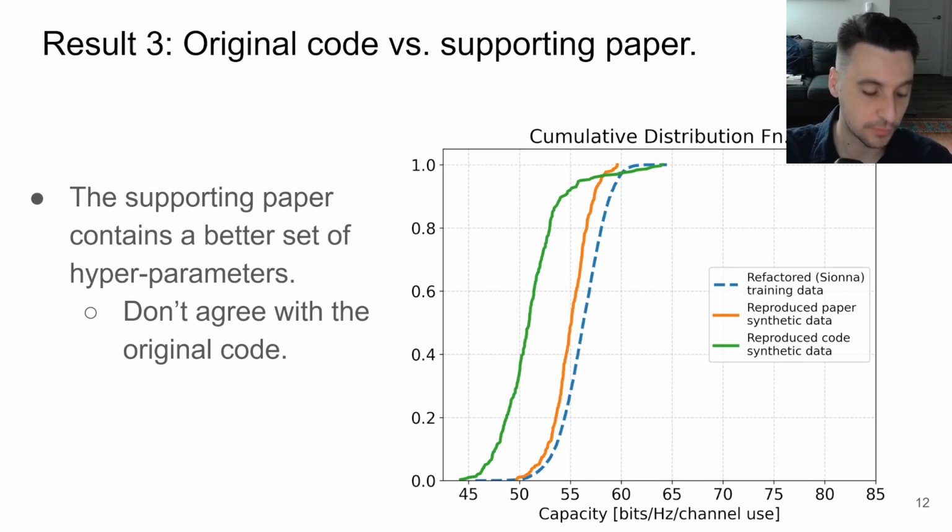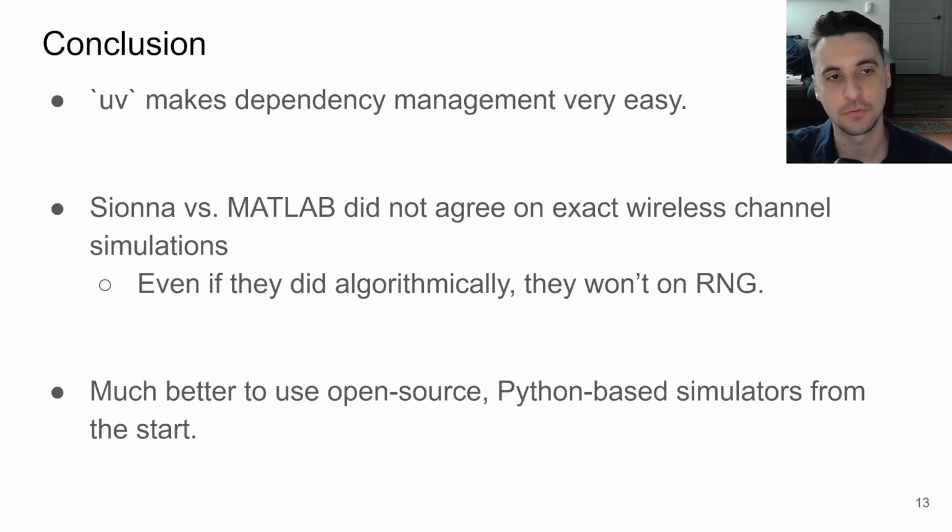So overall, there were many knobs. There was also a paper and a code base, but ultimately we fully ported to this new code base, and it's much cleaner, solves dependency issues and whatnot. So UV, we're very pleased with UV. I would recommend everybody to use UV if you use Python. Sionna versus MATLAB. Even if we managed to get all the parameters right, we would have never gotten past the RNG wall, because this is a stochastic application at heart.